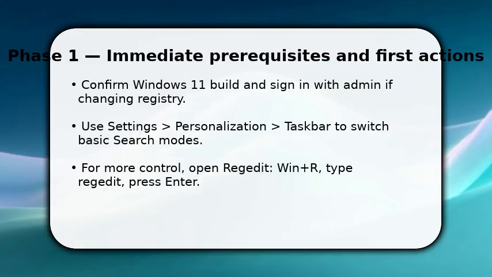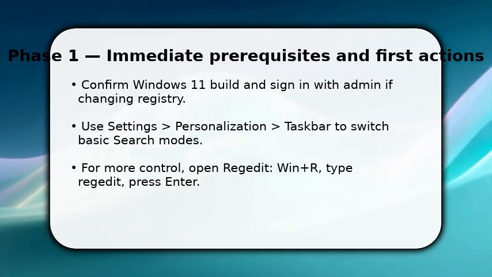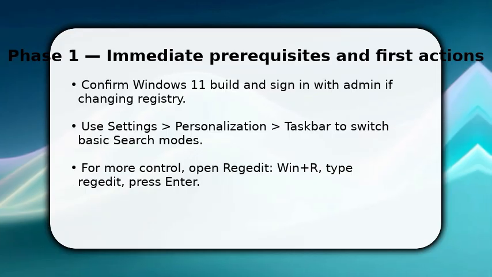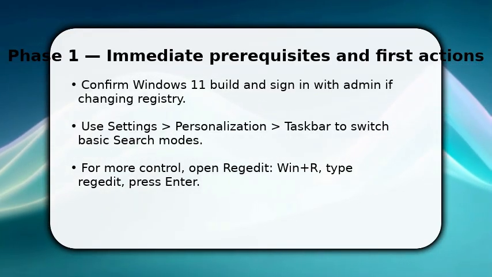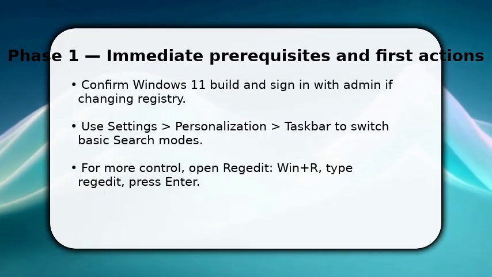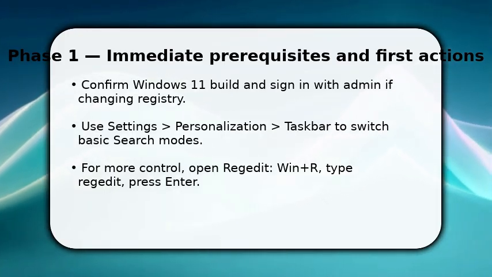You start by confirming you have a Windows 11 build that supports taskbar search options, and sign in with an admin account when planning registry edits. Once done, open Settings and go to Personalization taskbar to see the Quick Search toggle. This gives you icon, hidden, or search box in many builds.